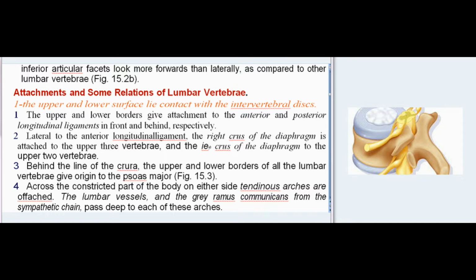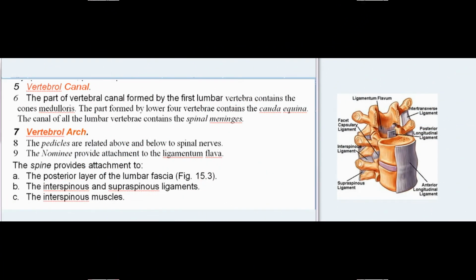4. Across the constricted part of the body on either side, tendinous arches are attached. The lumbar vessels and the gray rami communicantes from the sympathetic chain pass deep to each of these arches. Vertebral canal: the part of the vertebral canal formed by the first lumbar vertebra contains the conus medullaris. The part formed by the lower 4 vertebrae contains the cauda equina. The canal of all the lumbar vertebrae contains the spinal meninges.